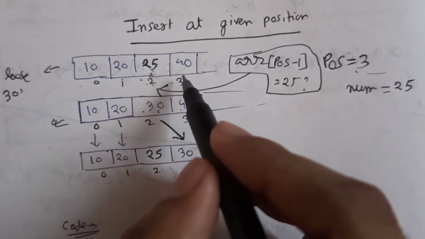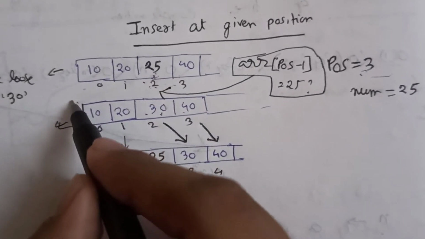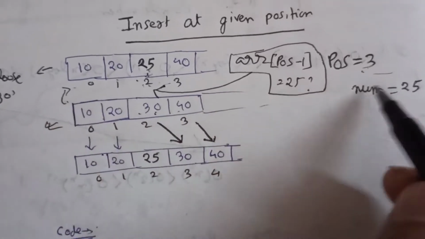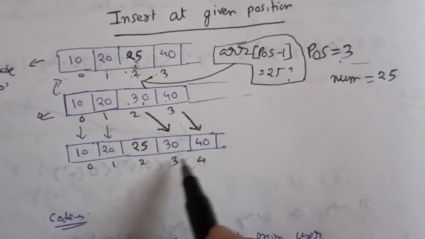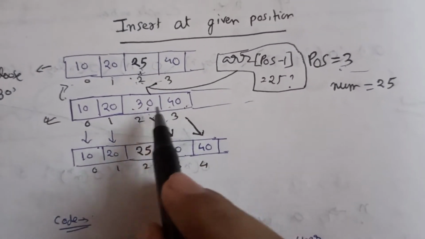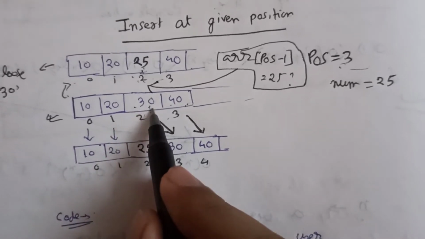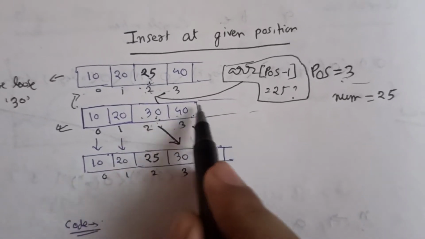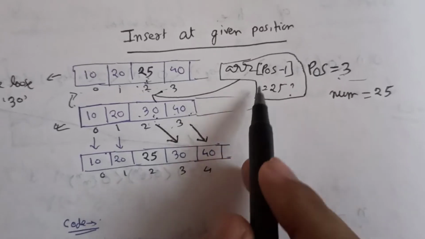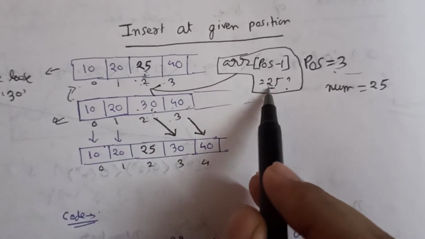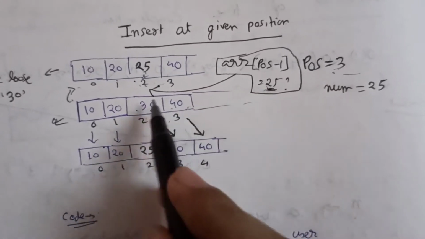So for that we cannot go with this process. We need to go with this one. We need to move every element from the given position to the last one, one place to the right, and then we will insert the given number which we want to insert in our position.